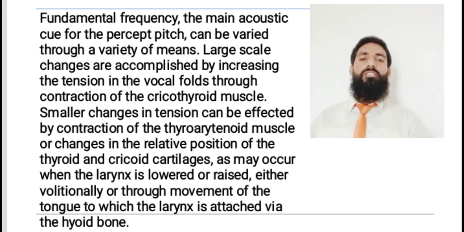Smaller changes in the tension can be reflected by contraction of the thyroarytenoid muscles, or changes in relative position of the thyroid and cricoid cartilage, as may occur when the larynx is lowered or raised, either voluntarily or through movement of the tongue, to which the larynx is attached via the hyoid bone.